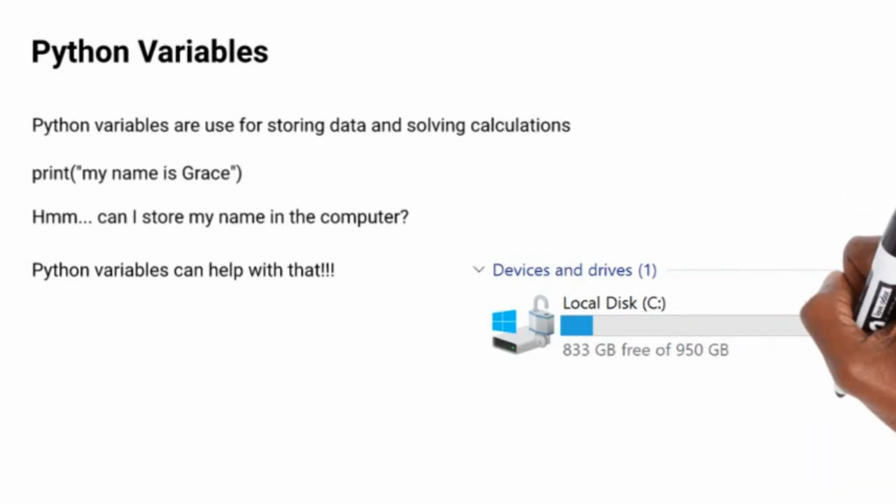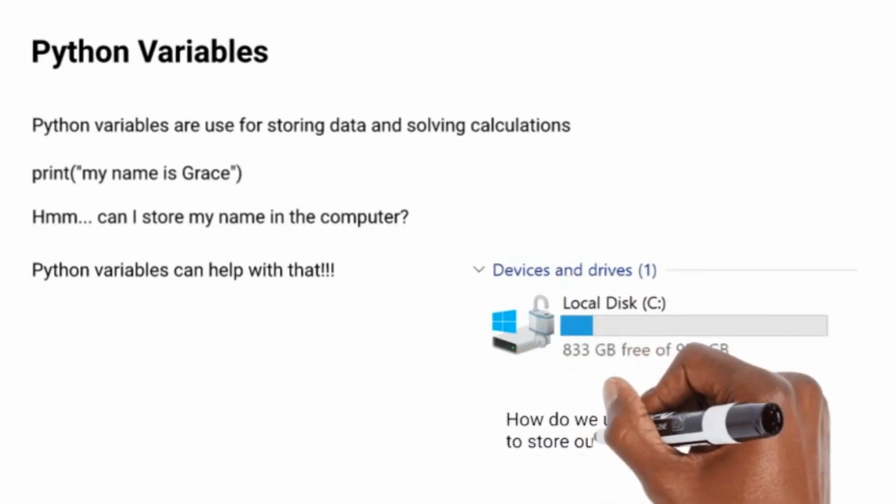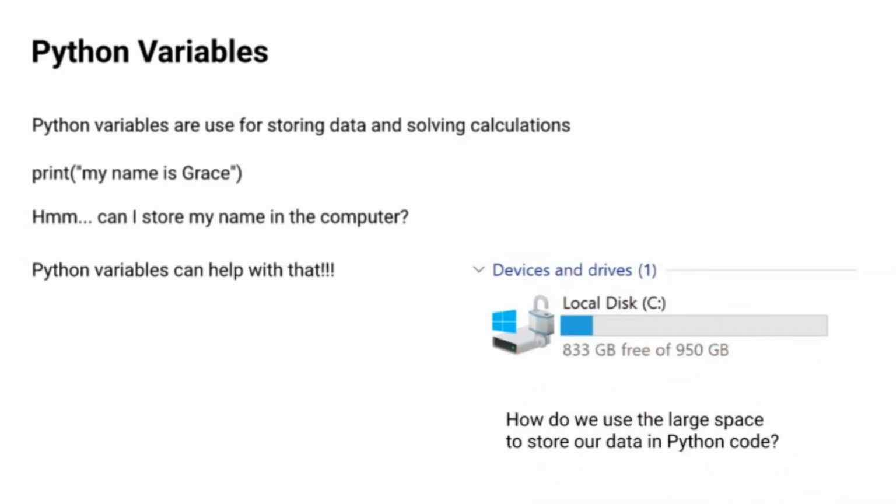Like gigabytes of space, even sometimes terabytes, right? So how do we use that memory to store our data and to do calculations, right? We use variables for that, and we have Python variables that we can use to tell the computer to use its memory to store our data and to do simple calculations like multiplications, additions, and all of that.